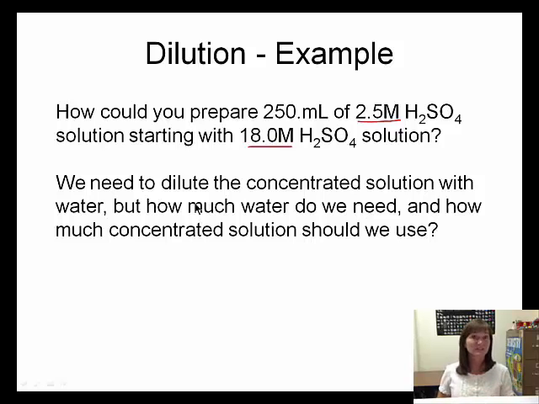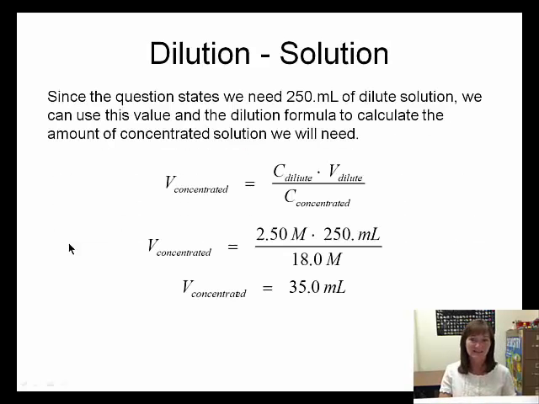So we need to do a dilution, and we're going to dilute the concentrated solution with water. But the question is, how much water am I going to add in, and how much of the concentrated solution am I going to start with? So let's go ahead and set this up. I've got my 18 molarity solution, but I need to know how much to pour out, and then I'll add water to that. So the first thing I'm going to ask myself is, what volume of that concentrated solution do I need? So I rearrange my formula, solve for volume concentrated, and then I just plug in my numbers.